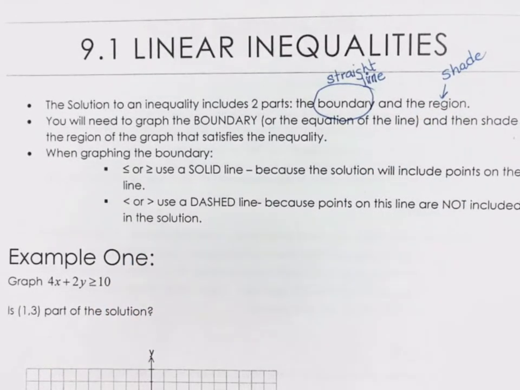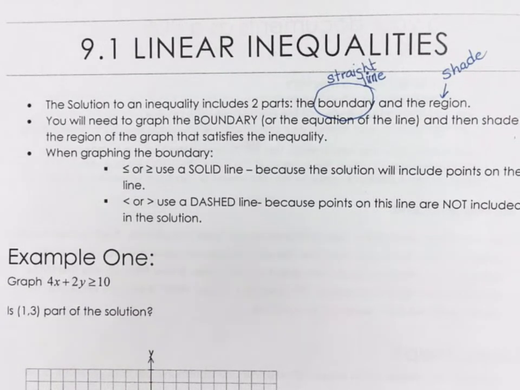So we're going to do a little bit of coloring. We're going to be doing a little bit of coloring in this unit. Okay, so you need to graph your boundary first, or the equation of the line, and then shade the region of the graph that satisfies the inequality.